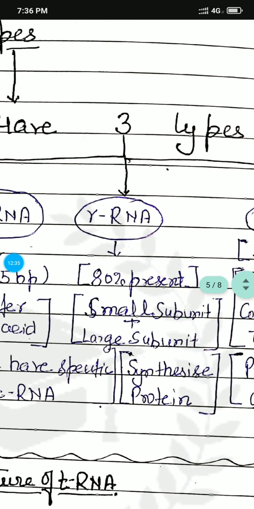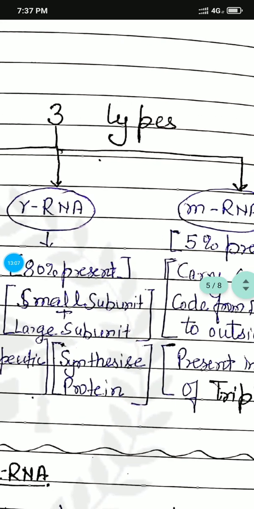Now rRNA is ribosomal RNA, which is 80% of the total RNA. It has two subunits, one smaller subunit and one larger subunit. As you see, the ribosome has these subunits. You already read about it in class 11th and class 9th also. It synthesizes the protein only, because it reads the mRNA and synthesizes the protein. tRNA transfers and takes in the amino acid and codes the amino acid according to the mRNA codon.